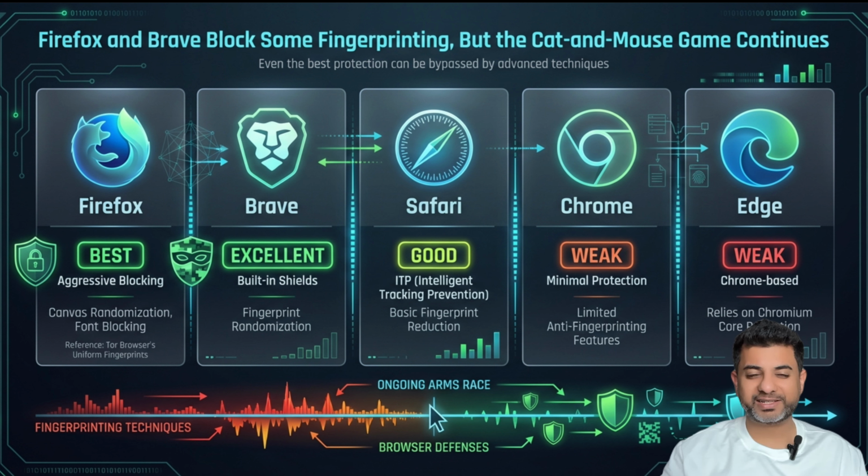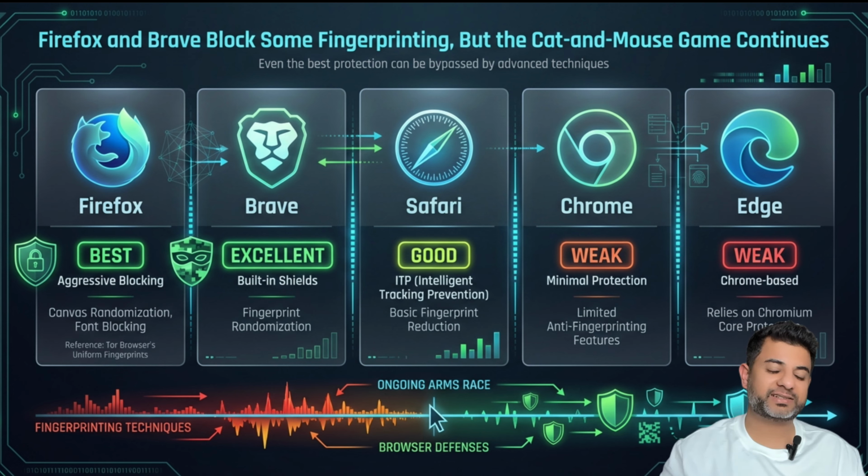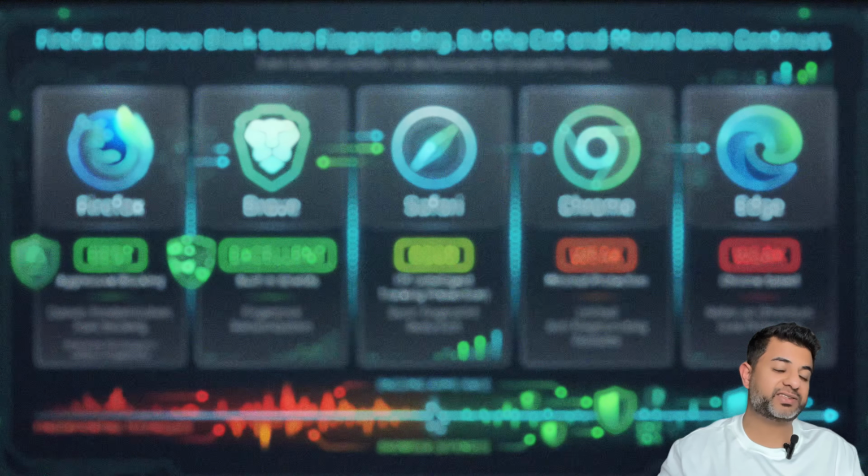But here's the reality. Even Firefox and Brave can be bypassed by advanced techniques. Researchers constantly find new fingerprinting vectors. As soon as a browser blocks one method, trackers develop three new ones. The Tor browser is currently the gold standard. It makes all users look identical by standardizing fingerprints, but it's slow and it breaks many websites. The bottom line: browser defenses are improving, but they are playing catch-up in an arms race they are losing.